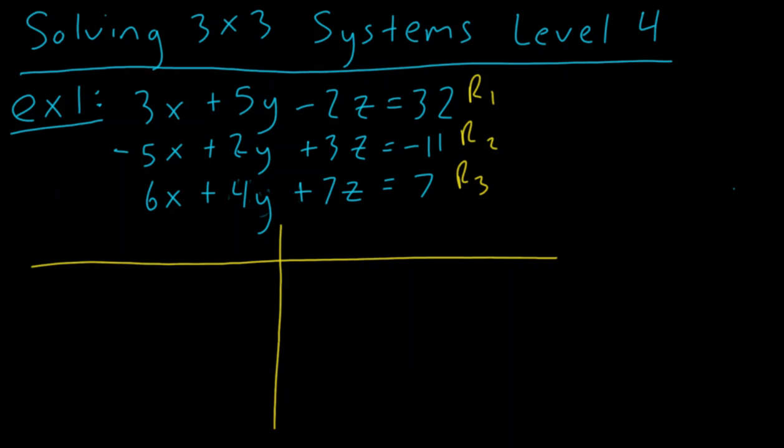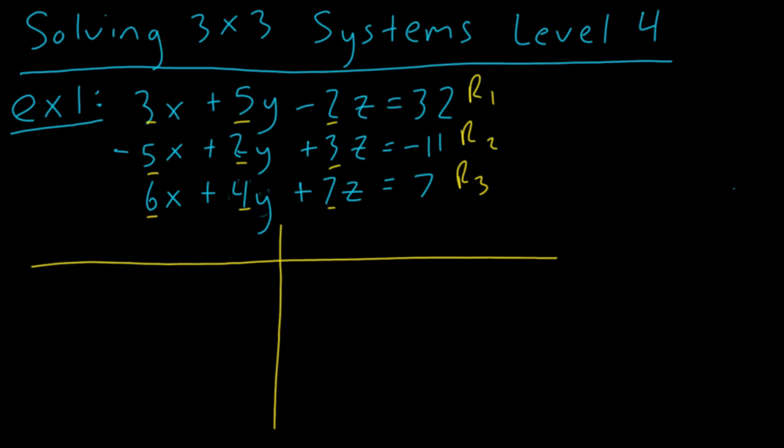Now, I noticed something right off the bat. There's no ones. As I look at my x's, there's no 1, no 1, no 1. As I look at my y's, there's no 1, no 1, no 1. And as I look at my z's, there's no 1, no 1, no 1. So what we have to look for is either multiples, or we're going to use something a little bit difficult called double row manipulation, or double row multiplication. So let's go ahead and find multiples.